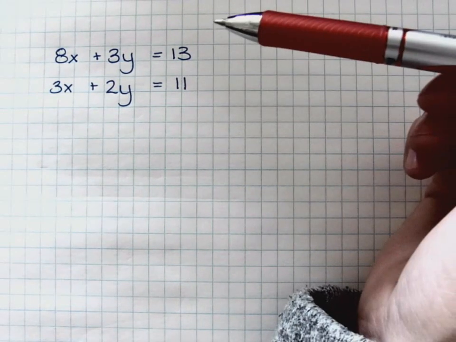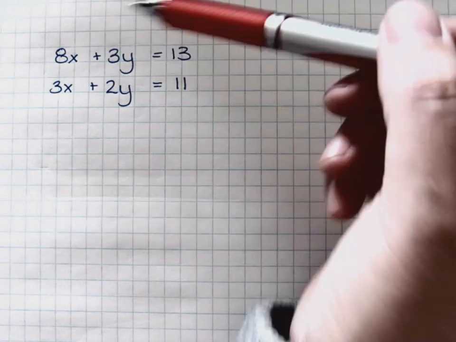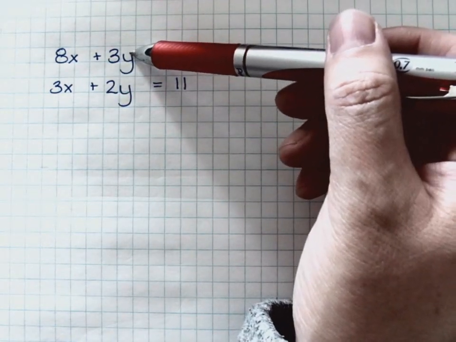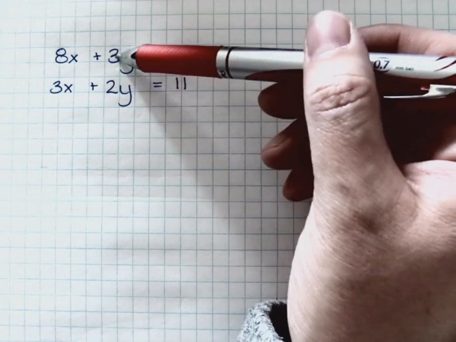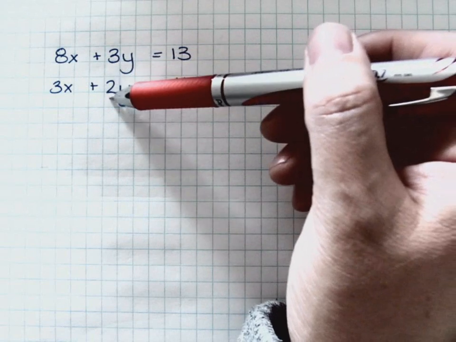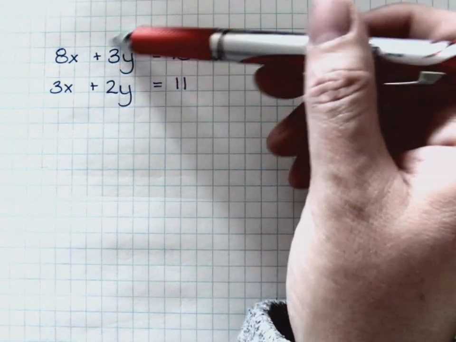So what I'm going to have to do is, step one, I'm going to pick a variable to eliminate. And it might seem random the way I pick them. This time I'm going to pick y to eliminate. But the reason why I want to pick y is because my coefficients are smaller. 8 times 3 is 24, and 3 times 2 is 6. So what I want to do here is I'm going to eliminate y.